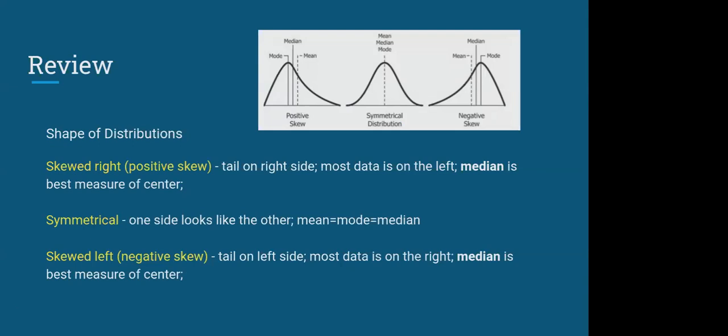And then lastly, a graph can be described as skewed left or negative skew. And again, that means that the tail of the graph is on the left side. Most of the data is on the right. And again, the median would be the best measure of center.